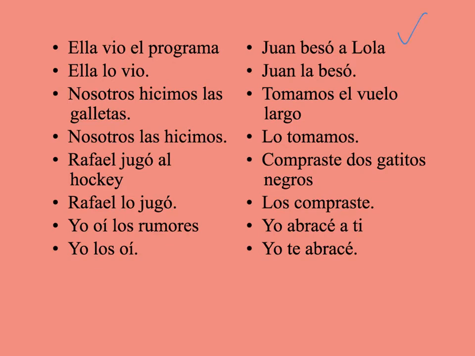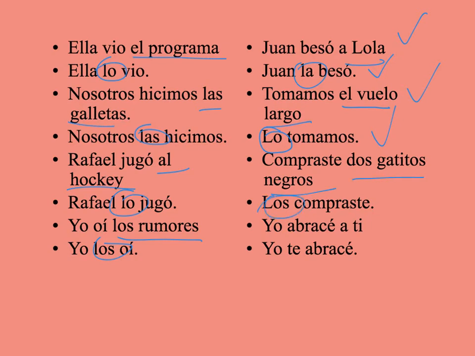See, these sentences mean the same thing. They all mean the same thing. It's just the first one has the direct object in it. In the second one, you replace that direct object with the matching direct object pronoun, and you move it in front of the verb, right? El programa becomes lo. Las galletas becomes las. El hockey becomes lo. Los rumores becomes los. Lola becomes la. Okay? Dos gatitos negros becomes los. A ti becomes te. All that good stuff.